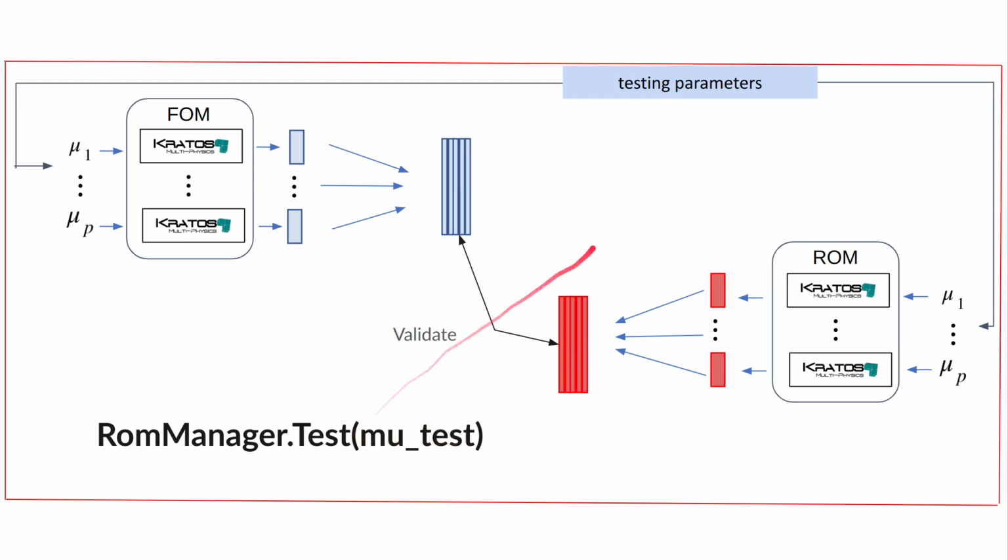Then we did the test, but no optimization occurs. So the test corresponds to passing some parameters to the FOM and passing those same parameters to the created ROMs, but we are not taking them into account. So these solutions are not improving the ROMs. These ROMs existed using the fit method, and then we are validating it again, and we see the error using the print errors method.